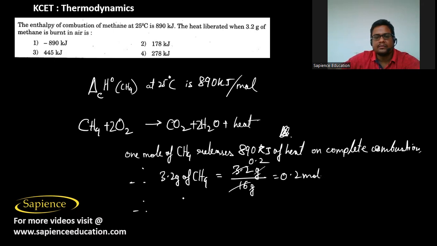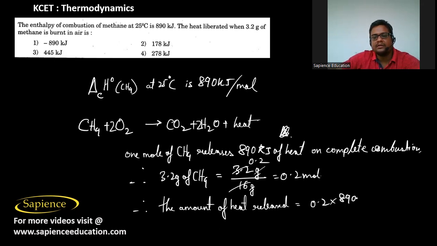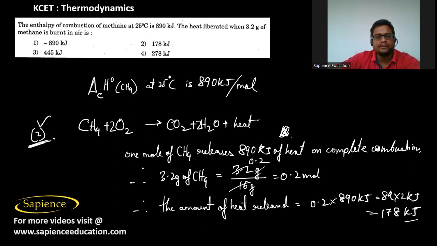So therefore, the amount of heat that will be released on combustion will be equal to 0.2 mole times 890 kilojoule. So that will be equal to 89 into 2, that is 2 nines are 18, 16, 178 kilojoule. So the heat liberated will be 178 kilojoule. So option 2 is the correct answer.